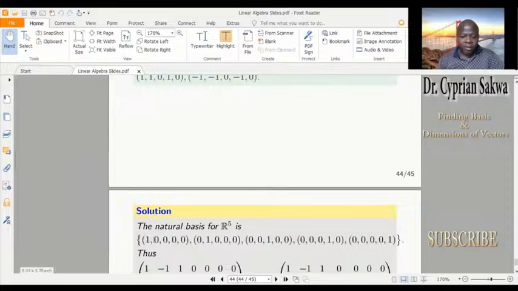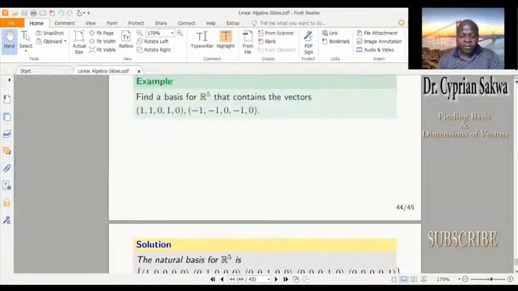We have 1 with 4 zeros, then 0, 1 with 3 zeros, and so on, down to 4 zeros with a 1. So this is a natural basis for R5. Now, what does the question want? The question wants us to find the basis for R5, and that basis must contain these two vectors.